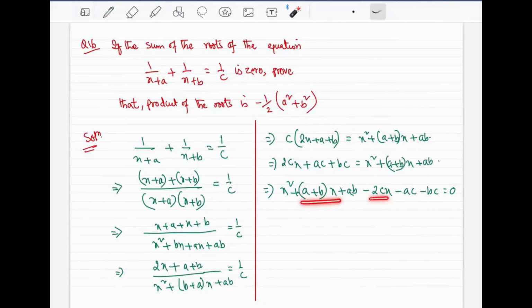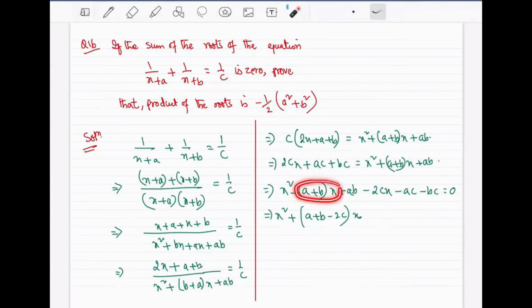These two terms we can combine, right? So x square plus, between these two terms, what can be taken as common factor? x can be taken as common factor. a plus b is remaining here, minus 2c will be remaining from here. So a plus b is remaining from the first, minus 2c from the next, and there is an x outside.